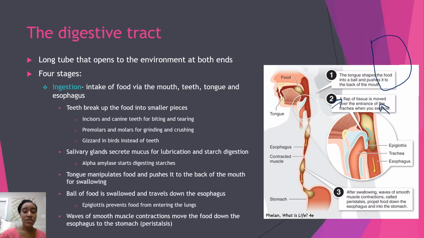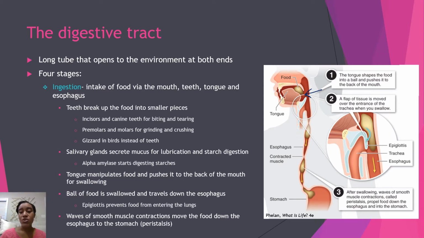Then we also have the tongue. As you're chewing your food, the tongue is constantly moving around, manipulating the food, making sure it gets broken down into small enough pieces. Once you're ready, your tongue will push the food to the back of your throat, and it forms a ball of masticated mess. The food will move to the back of the throat, and it'll travel from the throat to your esophagus.